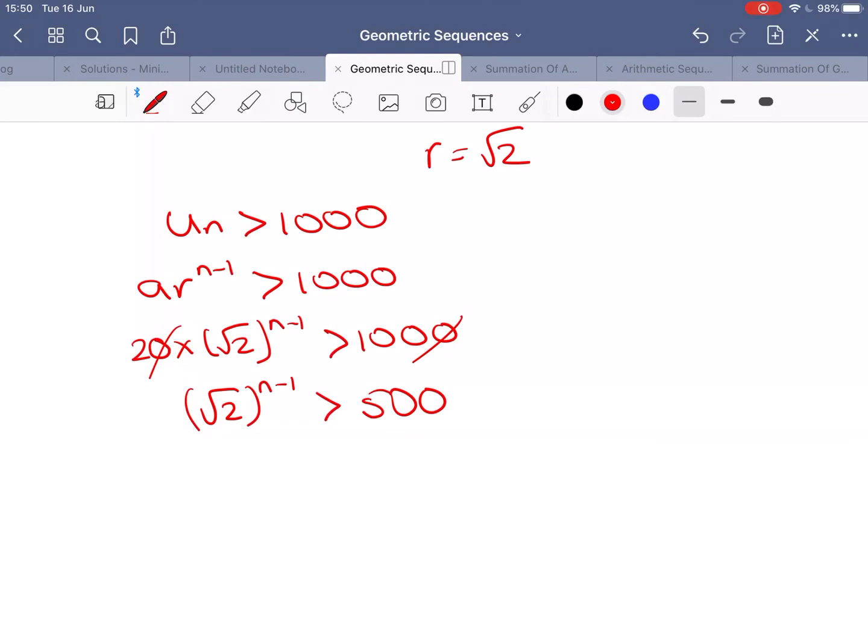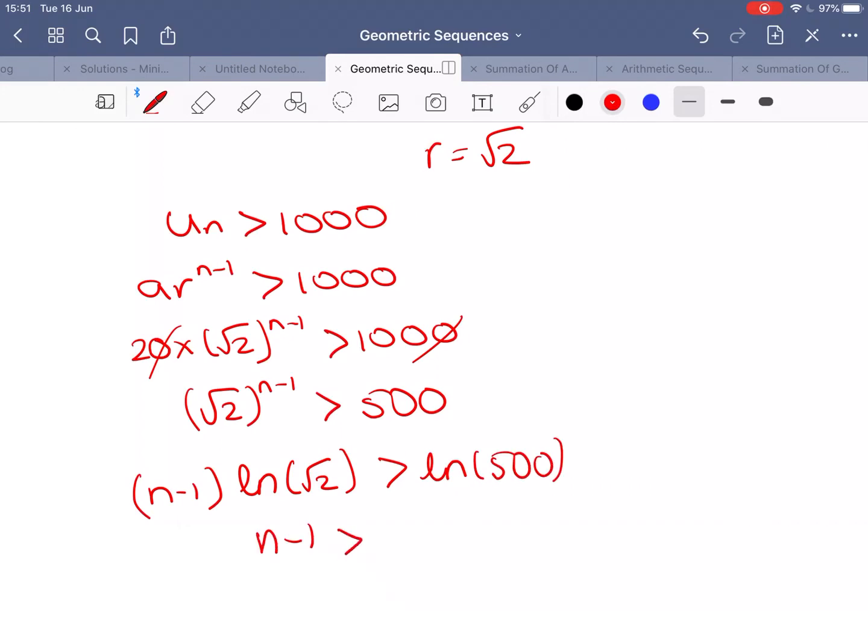And now again, we take natural logarithms of both sides. This is where I prefer taking the logarithms of both sides, because I know the power is going to come out in front. So that means n minus 1 times the natural logarithm of root 2. I hope I haven't done that too quickly. In fact, I'll go back a step. Because really I'd have the natural logarithm of root 2 to the power of n minus 1. But we know with our log laws that the power can become a multiplier outside, and we put brackets around it because all of that is greater than the natural log of 500.